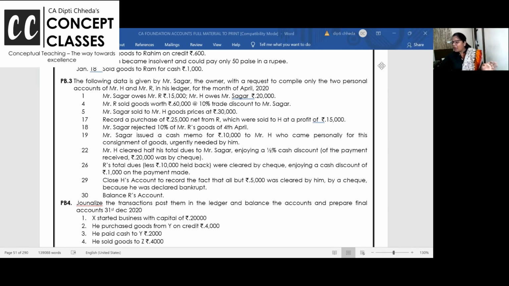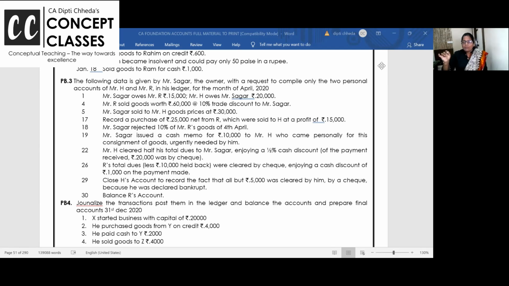So I gave the 3rd problem as homework. Can you please share the answers for the 3rd problem? You have to prepare only 2 ledger accounts. Types of ledgers are clear: real, personal, nominal ledgers, and so on. The following data is given. Please keep sending your answers, and I'm doing it also so that you all can check it. The following data is given by Mr. Sagar, the owner, with the request to compile only 2 personal accounts.